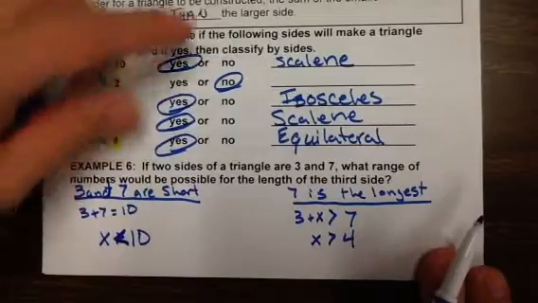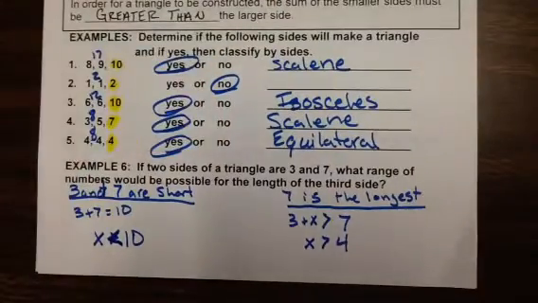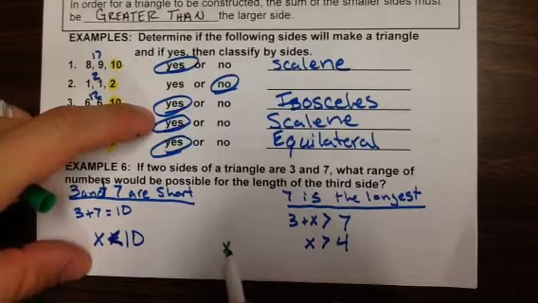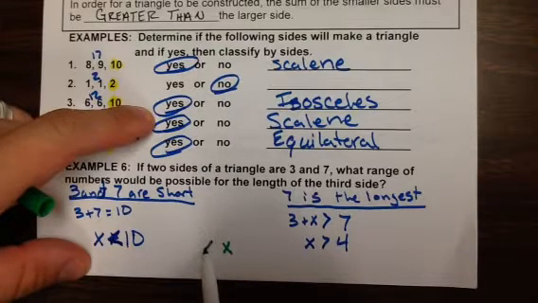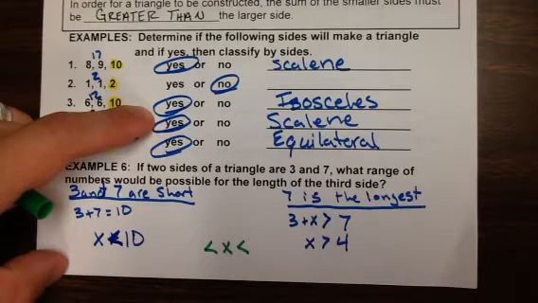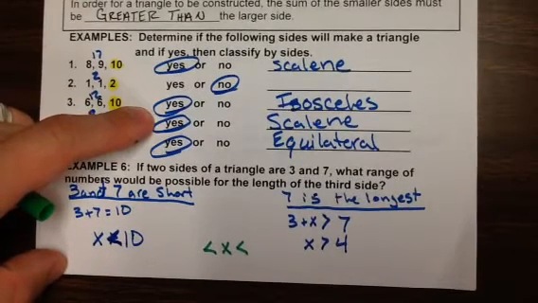So in this case, to sum it up or to put it all together, I'm going to say that x is in the middle, and x must be larger than a number, and it must be smaller than a number.